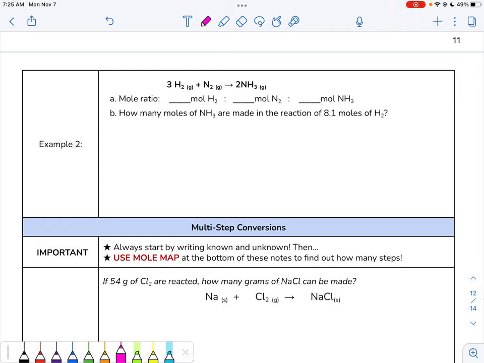Okay, so now we can do other examples. I'm going to leave example 2 for you to try. Fill in the mole ratio. Try to determine the answer to that question. So pause the video, try this one out, check the answer key, then come on back.